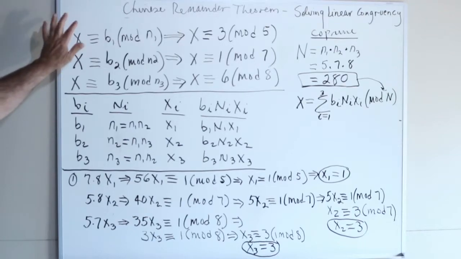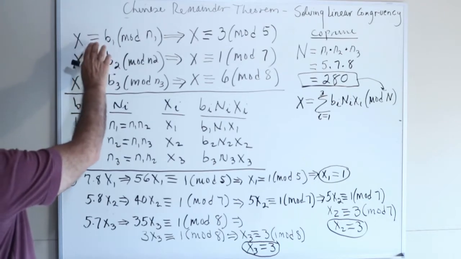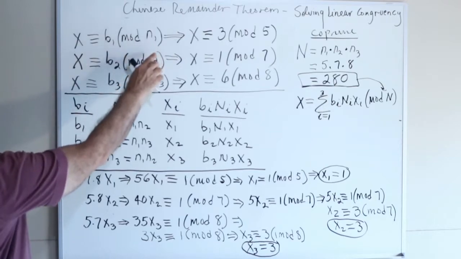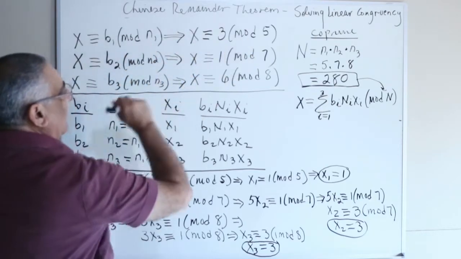This video is on the Chinese remainder theorem. Our goal is to solve linear congruences. I have this format here: X is congruent to B1 mod N1. If I put in the actual values, it would be X congruent to 3 mod 5.